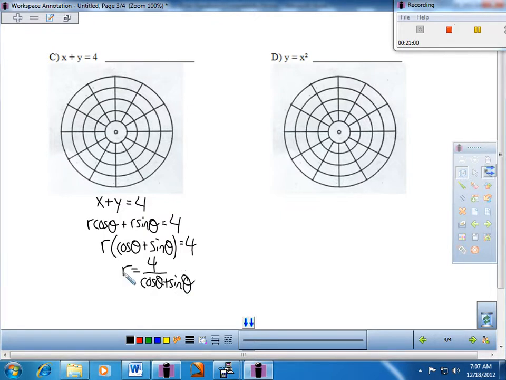Notice, explicit form, r equals, all in terms of theta. Okay. Excellent. So this was rectangular form, and now this would be the explicit version of polar form. So 4, and then over cosine theta and sine theta. Let's get that going. Nice.